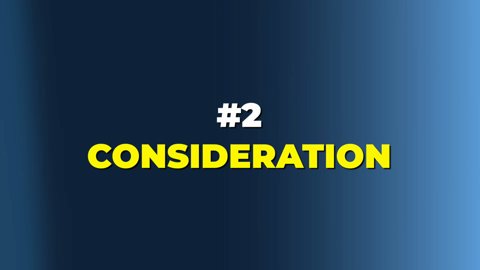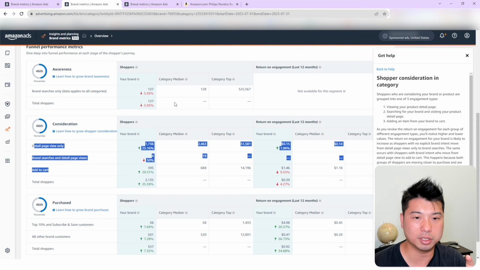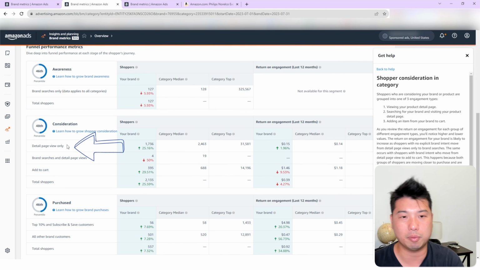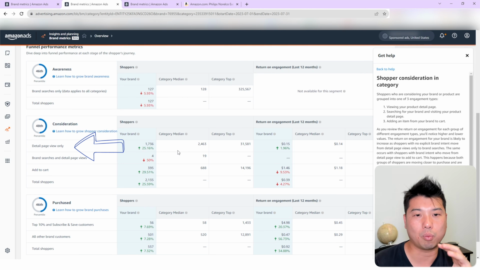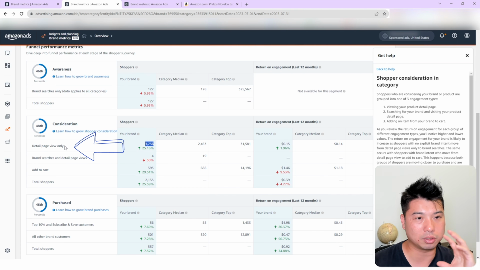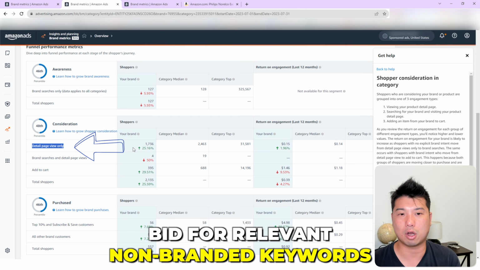And now let's go into consideration. Consideration is basically any views on your detail page. There are three main categories to this. There is the detail page view: anytime somebody gets into your detail page, via brand search or not via brand search, it counts toward this number. If you want to potentially increase your sales and your placement in the category, you really want this particular number to go up. If you want this number to go up and your brand is not that well known yet, you definitely want to bid for relevant non-branded keywords.